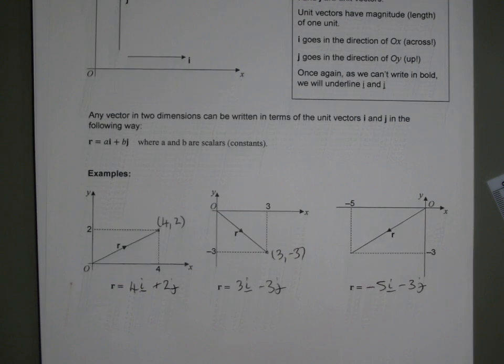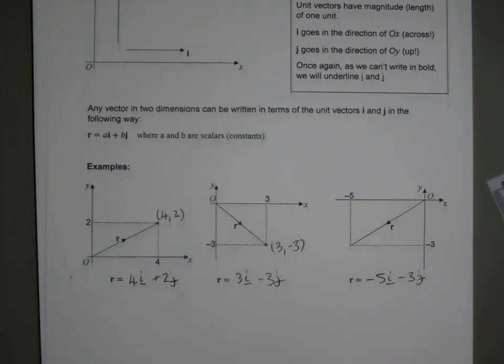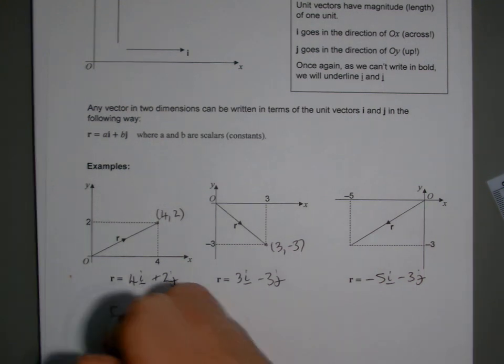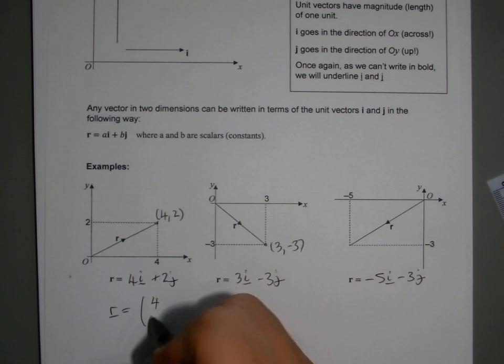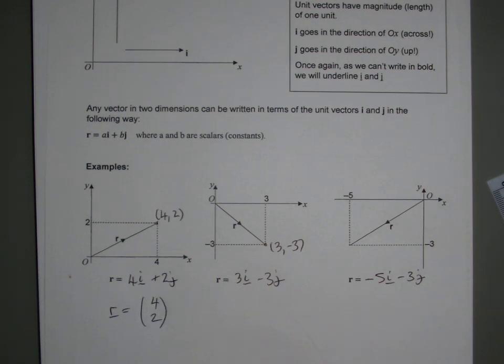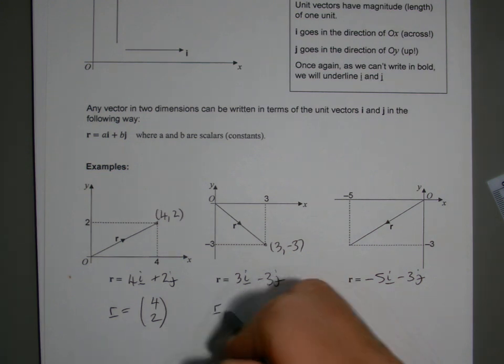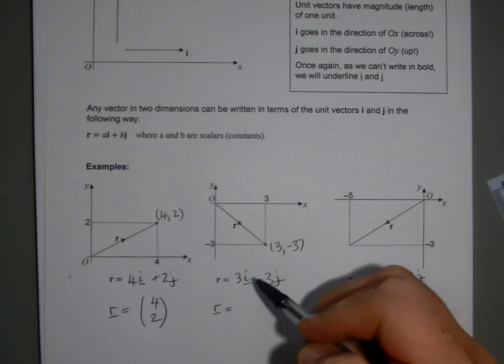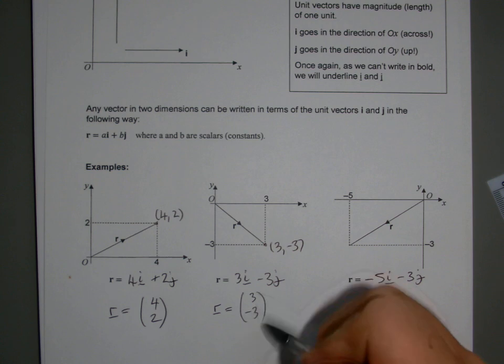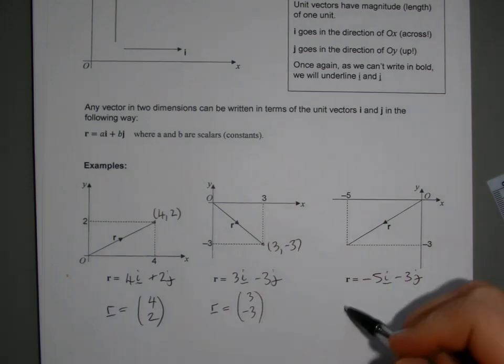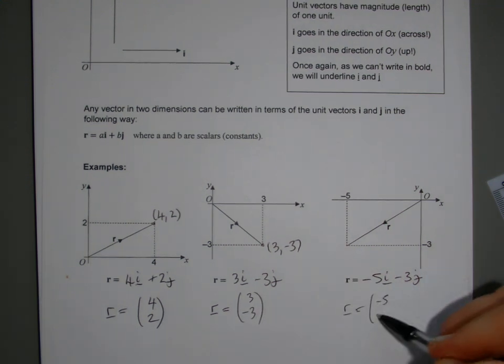Now, another notation which is often used by other exam boards is the column vector notation. So I could also have described 4i plus 2j as a column of 4 and 2. Other exam boards use that. The WJEC don't use it, but it's good to know. And the same here with 3i minus 3j, so that column would be 3, minus 3. And then this one, minus 5, minus 3.